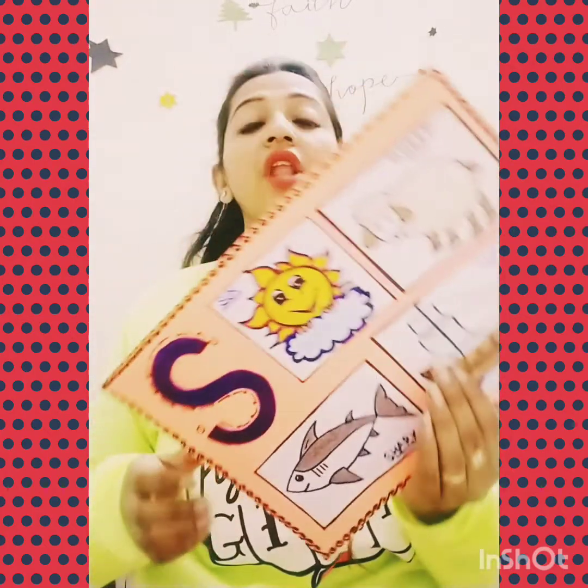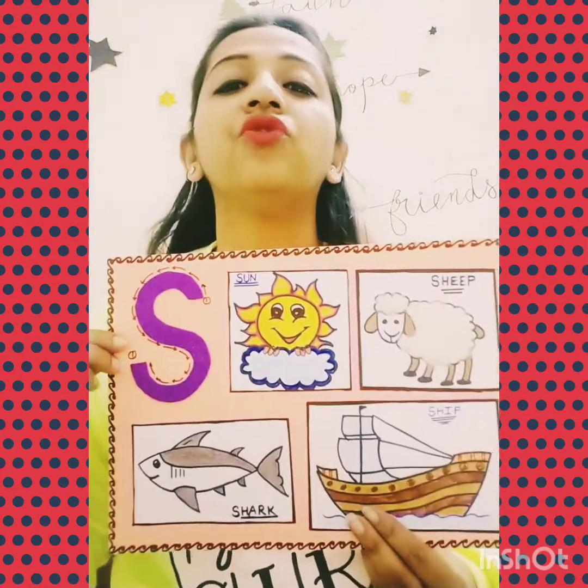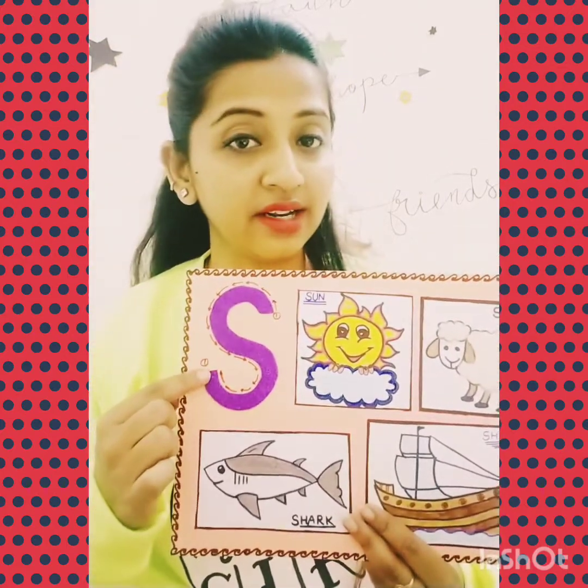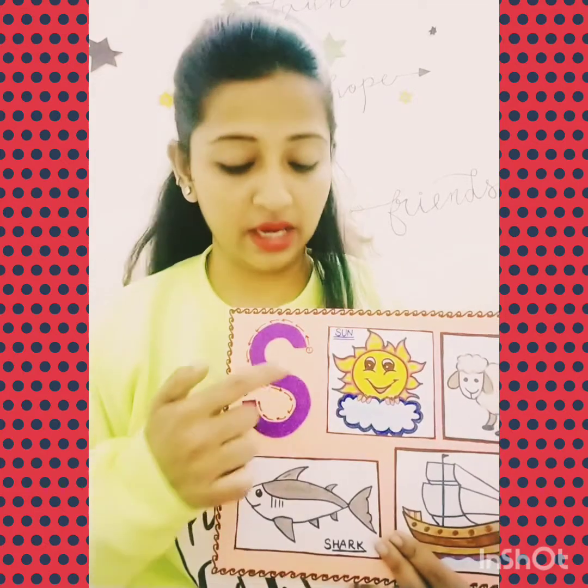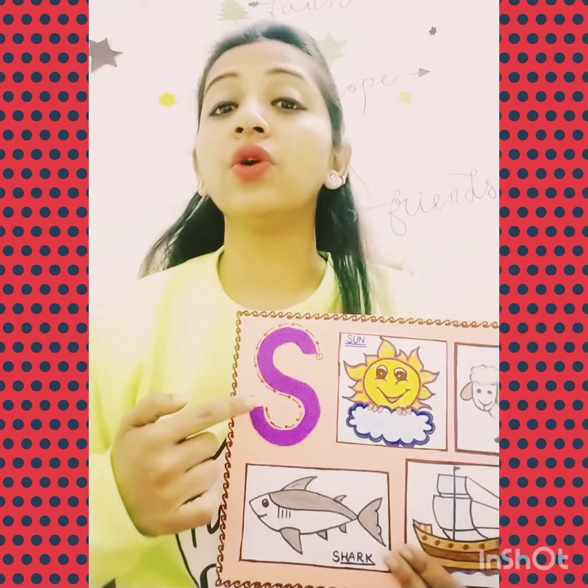Now I have one worksheet for you. So this is letter S. Which letter is this? This is letter S. And what is the formation of letter S? First you have to make a left curve, then you have to make a right curve. Left curve and right curve. So this is letter S.